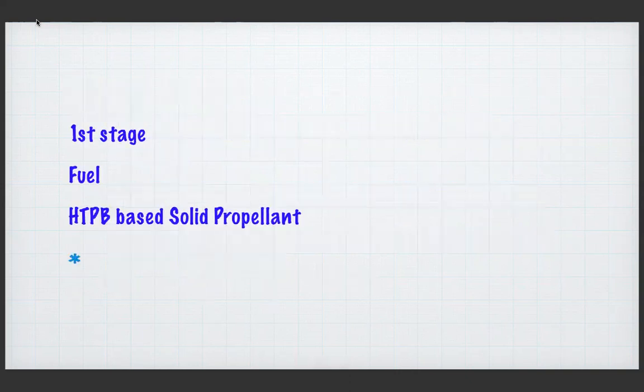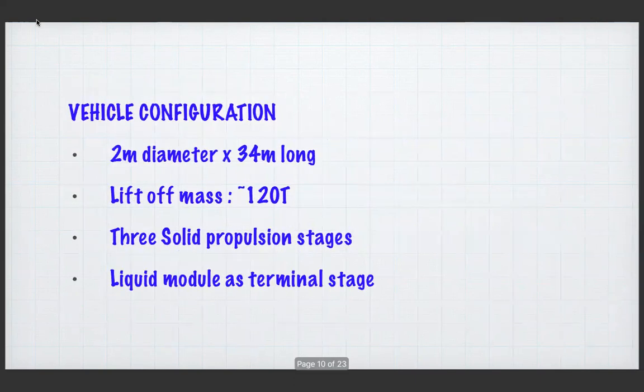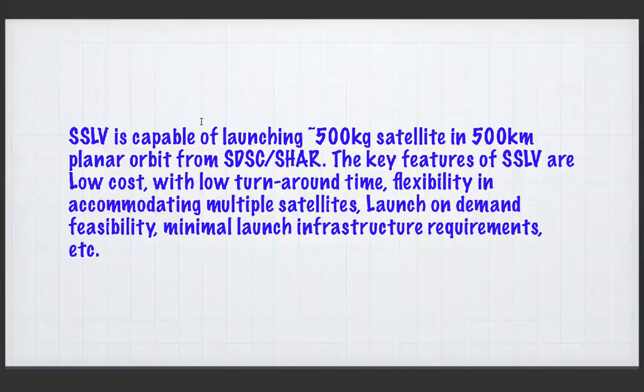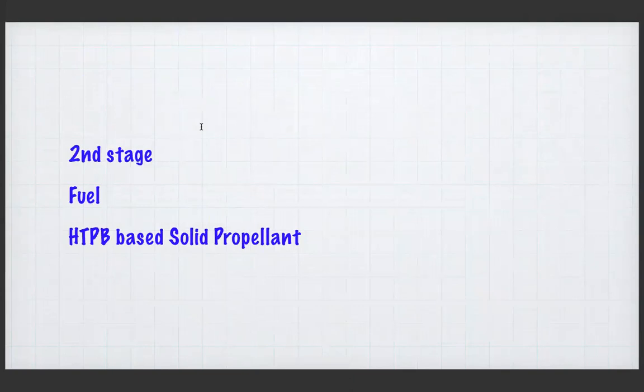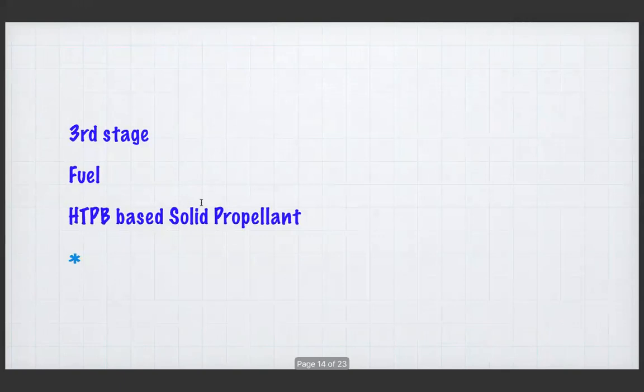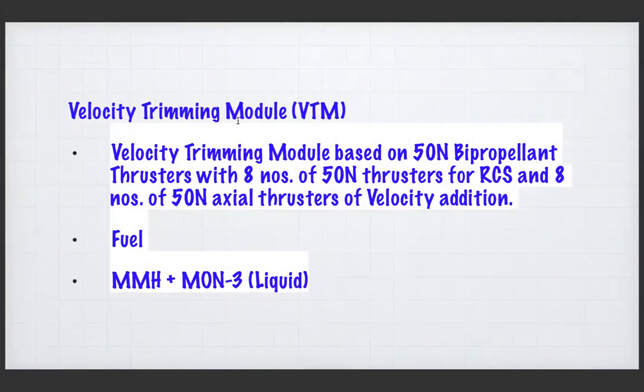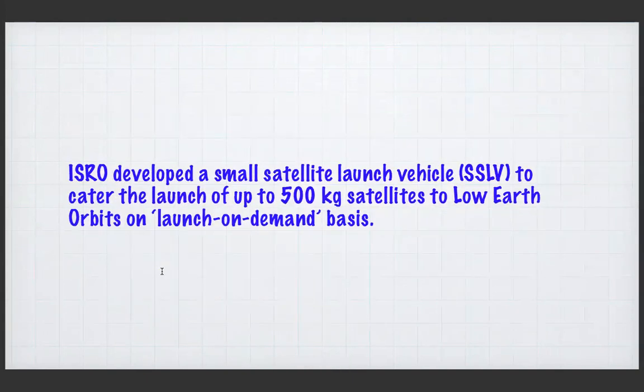What is the fuel in the first stage? It is solid fuel, HTPB, hydroxyl terminated polybutadiene. In the second stage also, the fuel is HTPB-based solid propellant. Third stage, same fuel. But the change comes in the terminal module, the final stage, which has liquid fuel, nothing but MMH, monomethyl hydrazine. In PSLV, the second stage is UDMH, unsymmetrical dimethyl hydrazine. Whereas in SSLV, the first, second, and third stages all carry solid fuel.